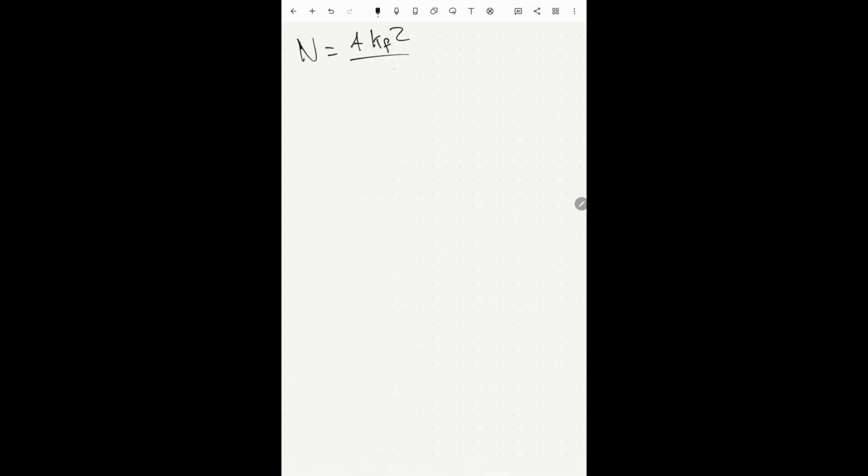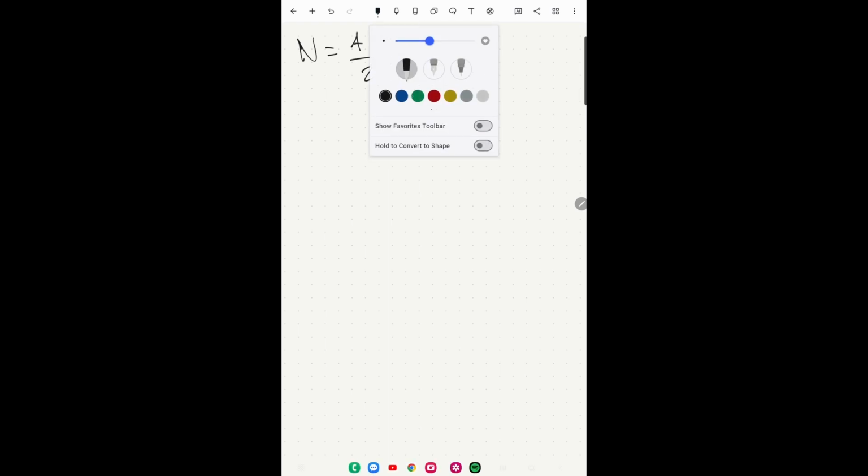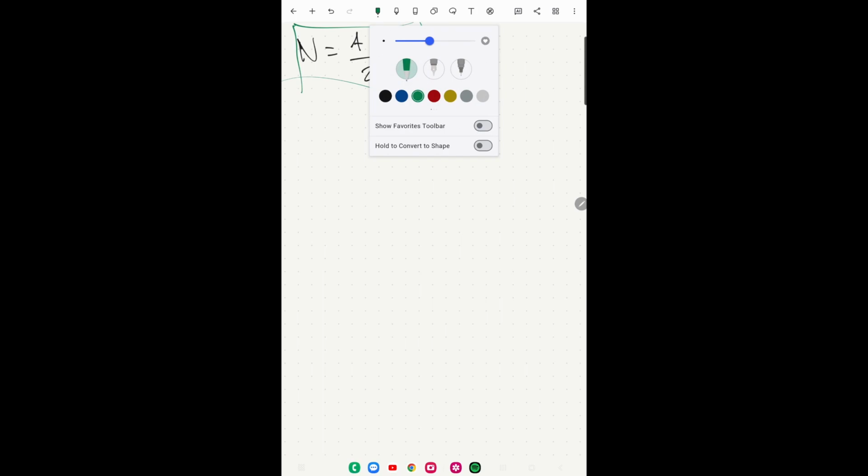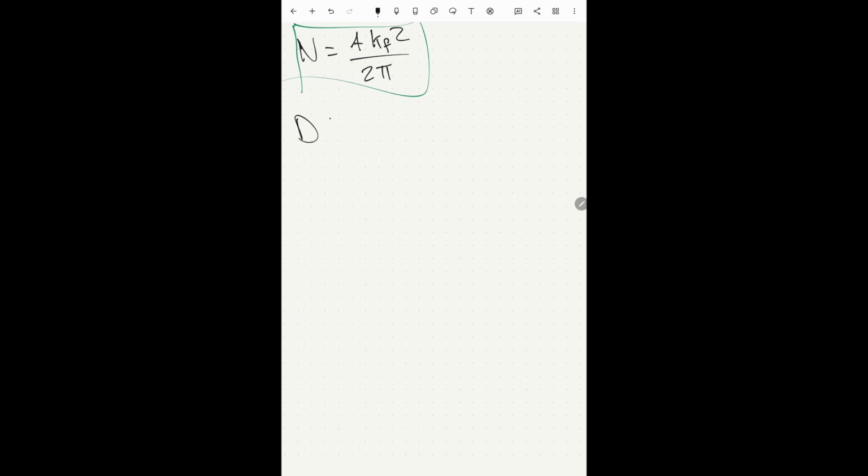We are going to get n, our number of electrons, is going to equal area times kF squared over 2 pi. And here is the first thing that's important. So now that we found one of the first things we're looking for, the next thing we're going to be looking at is our density of states.